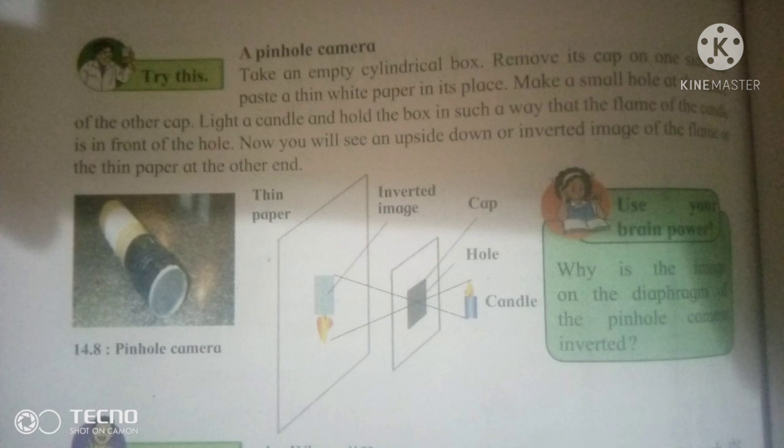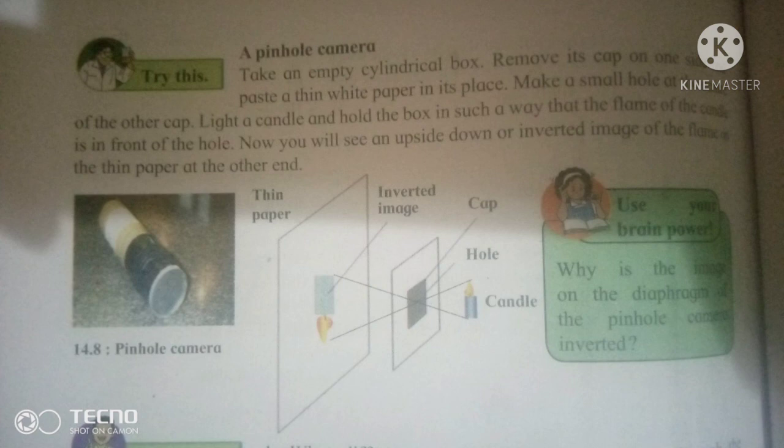A pinhole camera. Take an empty cylindrical box, remove its cap on one side and paste a thin white paper in its place. Make a small hole at the center of the other cap. Light a candle and hold the box in such a way that the flame of the candle is in front of the hole. Now you will see an upside down or inverted image of the flame on the thin paper at the other end. Then observe the diagrams.